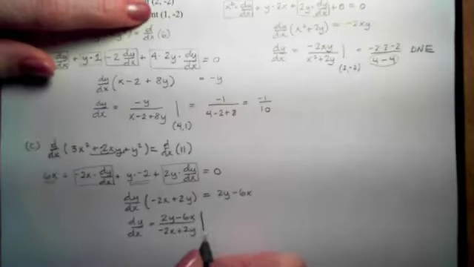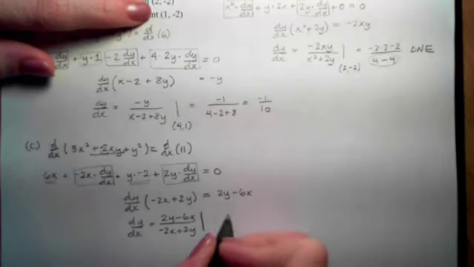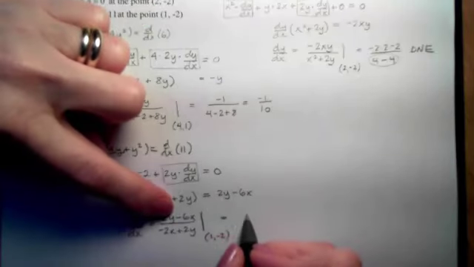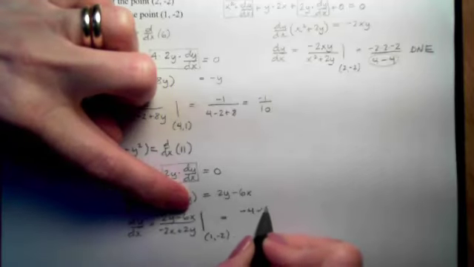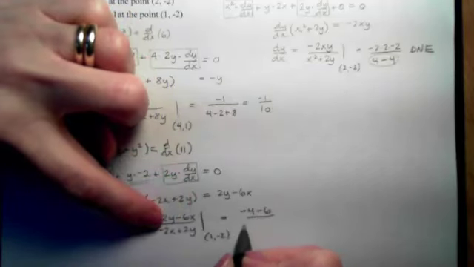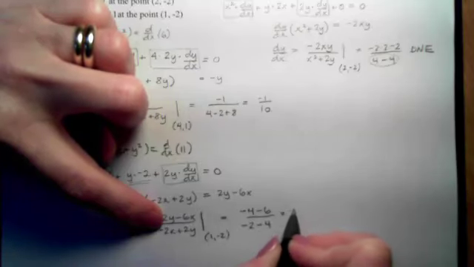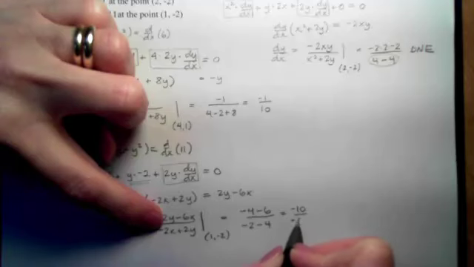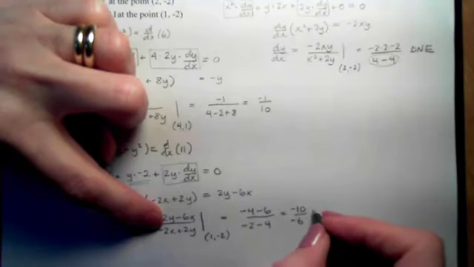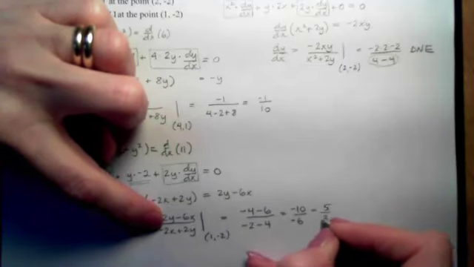and then evaluate at the point (1, -2). Everywhere there's a y, I'll put a negative 2. Everywhere there's an x, I'll put a 1. End up with negative 10 over negative 6, which reduces to positive 5/3.